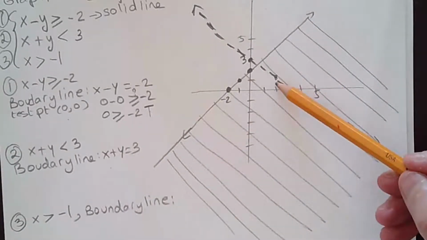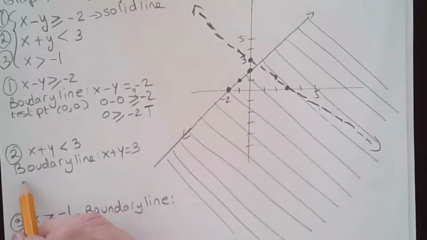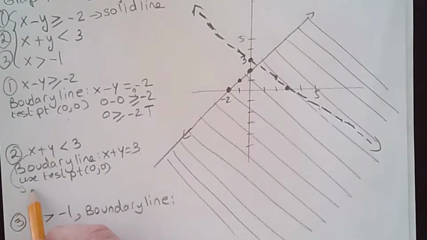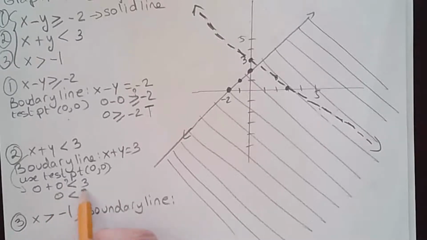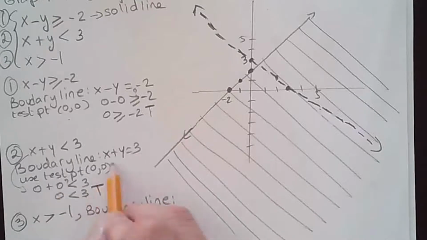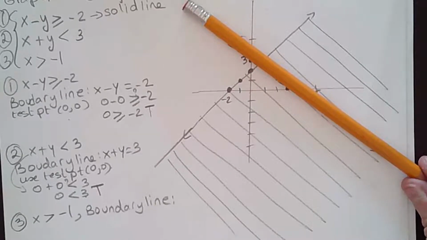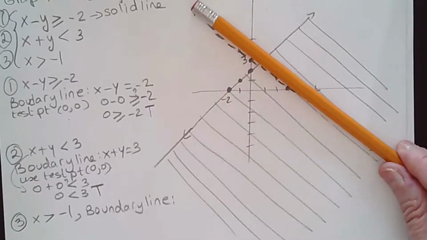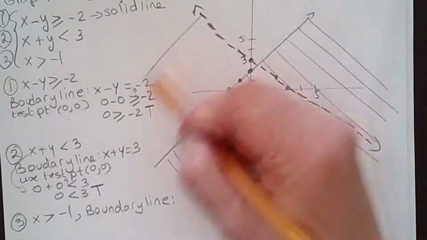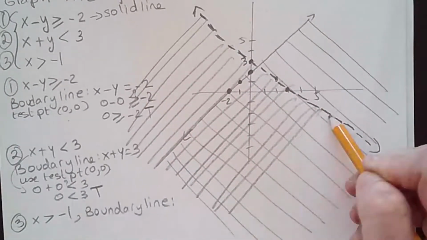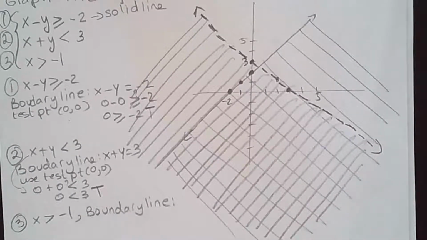Now we need to know what to shade. Do we shade above the dashed line or below the dashed line? Again, we can use that same test point, 0, 0, because it's not on the line. If we plug it in the inequality, we get 0 plus 0. Is it less than 3? Yeah, it's true. 0 is less than 3, so this is also a true statement, which means the test point 0, 0 is in the solution region for this inequality, x plus y less than 3. So the graph is below that dashed line. So we graphed two inequalities.